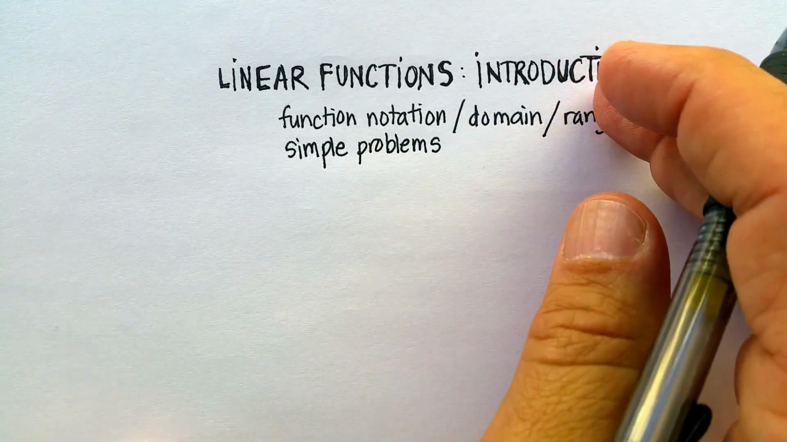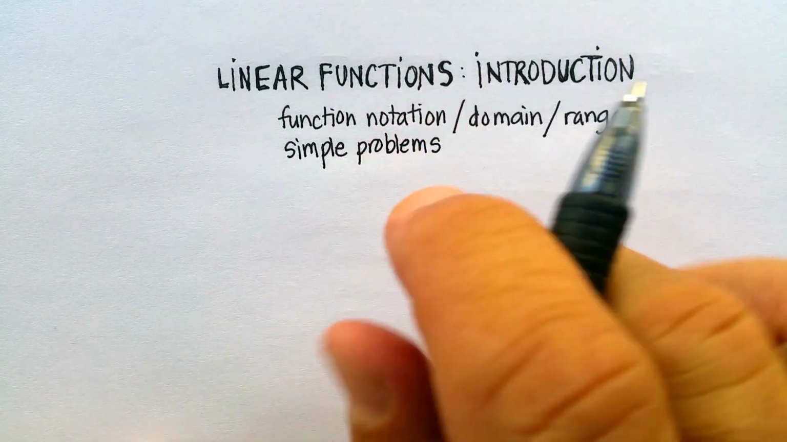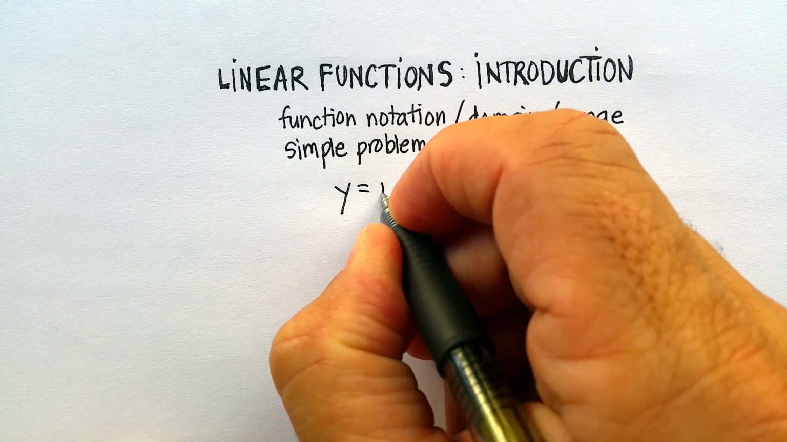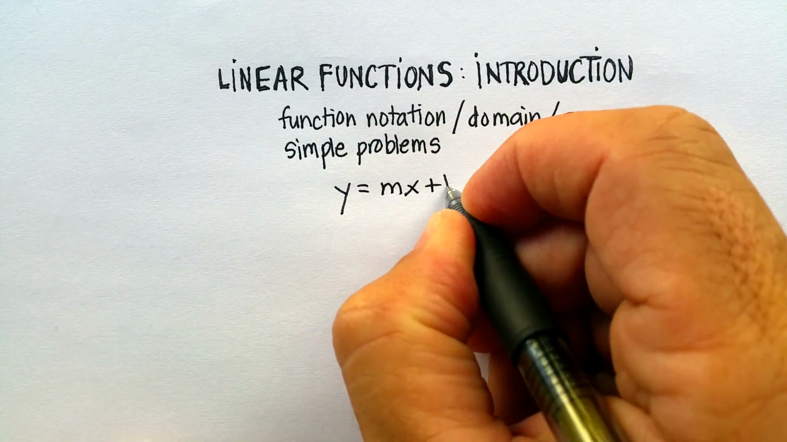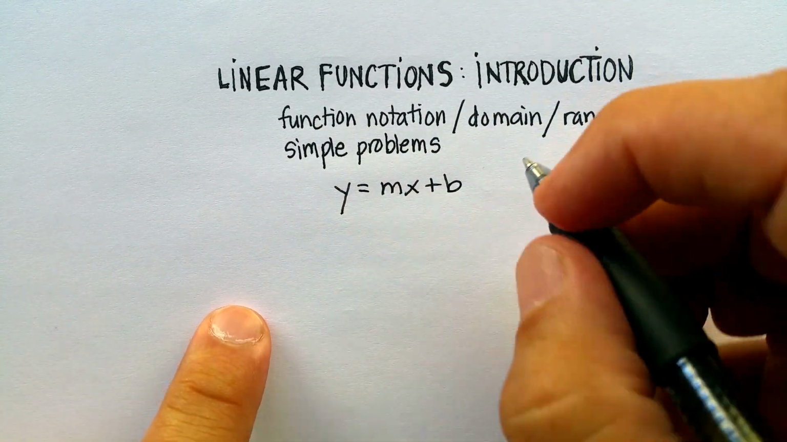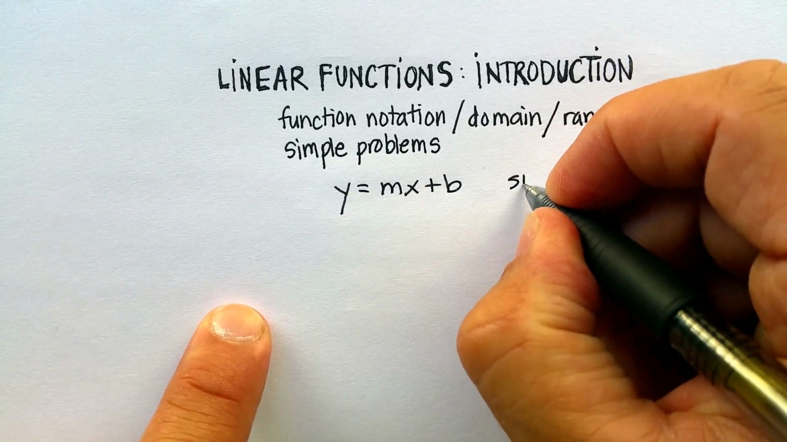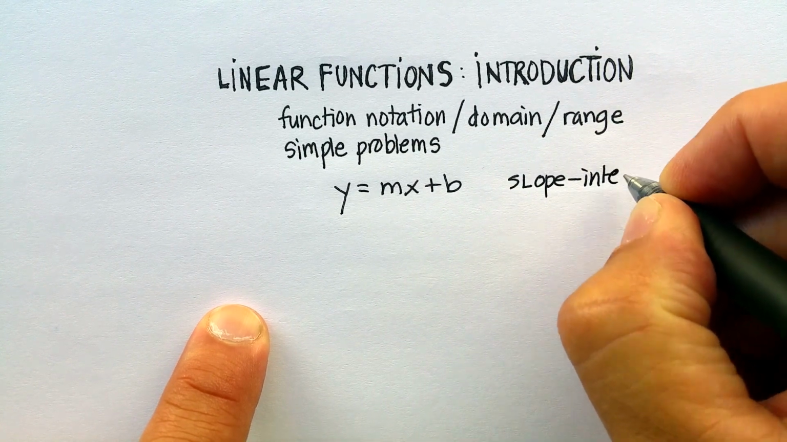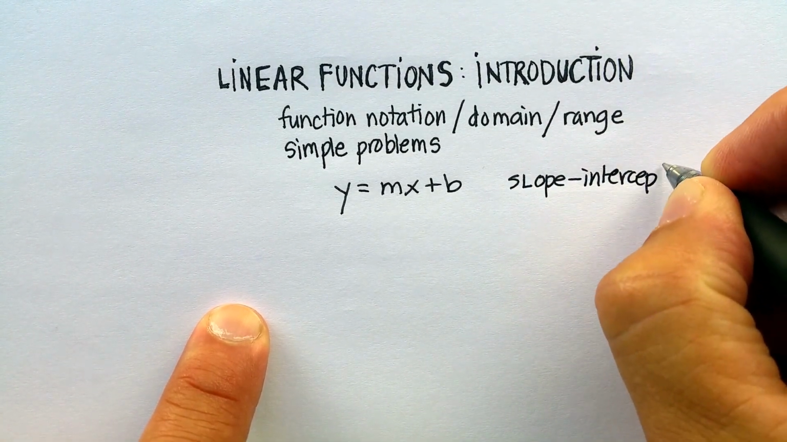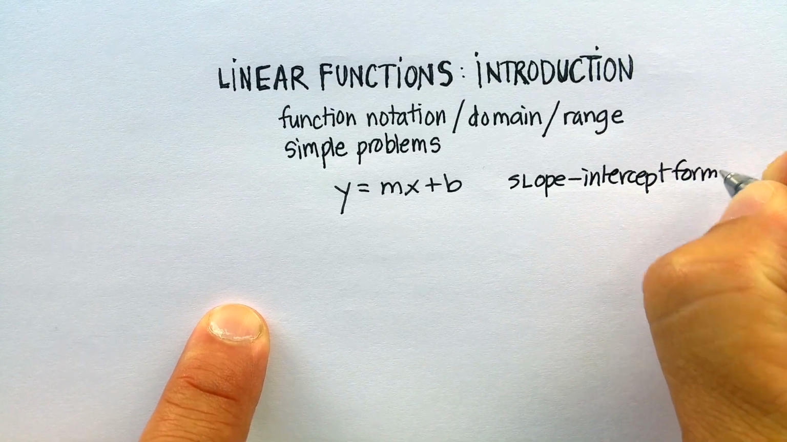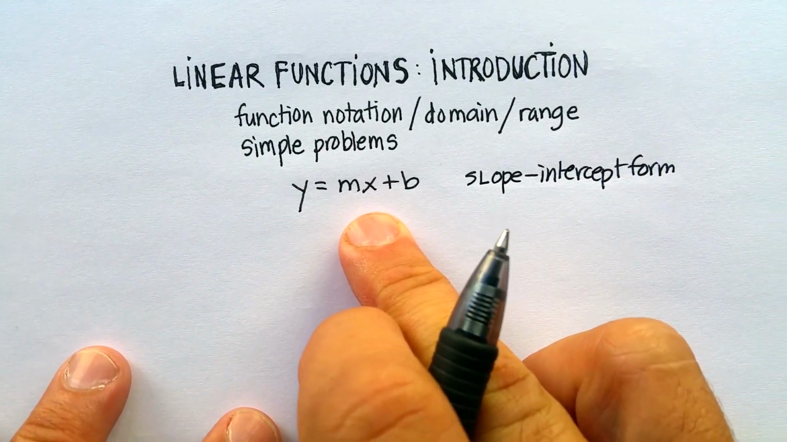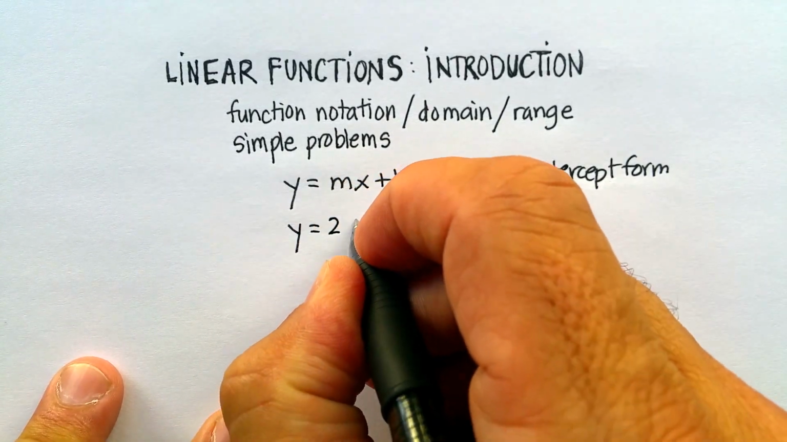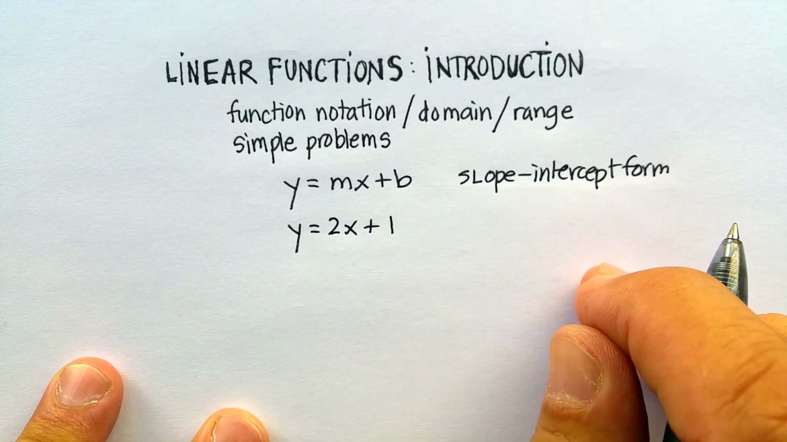So let's get started. I think the best way to introduce functions is to show you this equation here. y is equal to mx plus b. And you all probably recognize that as just a linear equation called the slope-intercept form, right? And we know how this works. Rather than just call it y is equal to mx plus b, let's put some numbers in here. So let's just say y is equal to 2x plus 1, right?